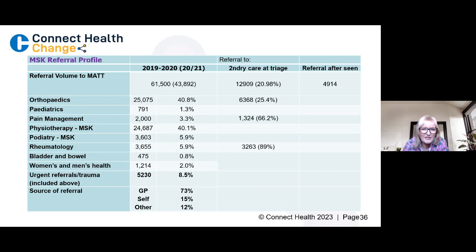Pain management, again, a very similar picture, not quite such a high percentage, but more than half were actually referred onwards rather than either being seen in the service or managed in a slightly different way. So that was at triage, and then after the triage in the service, there were 5,000 of those referred on again. So quite a high percentage referred on, but those two particular areas we looked at, pain management and rheumatology, because we felt there might be some opportunities there.